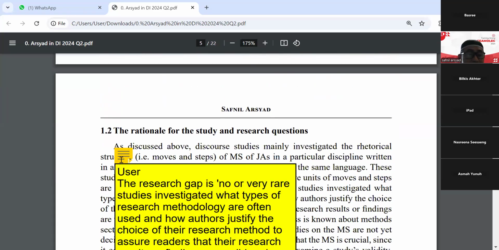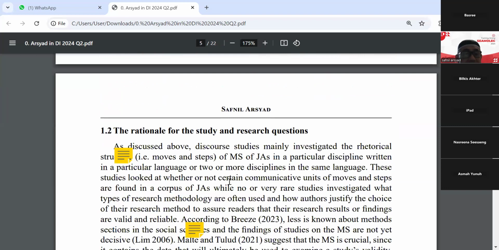Now, finally, this is the research gap. So the rationale. I put a subheading here at 1.2, the rationale for the study and research question. As discussed above, these core studies mainly investigated the rhetorical structure, or moves and steps, of the method section, MS is method section, of journal articles in a particular discipline, written in a particular language, or 2 or more disciplines in the same language. It can be descriptive or comparative.